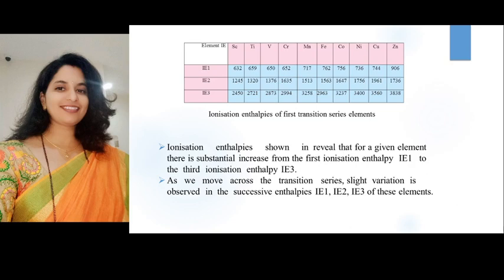Look at this table. The table represents ionization enthalpies of first transition series elements. The data in the table reveal that for a given element there is a substantial increase from the first ionization enthalpy value to the third ionization enthalpy value. And as we move across the transition series, slight variation is observed in the successive enthalpies, that is the first ionization enthalpy, second ionization enthalpy and third ionization enthalpy of these elements.